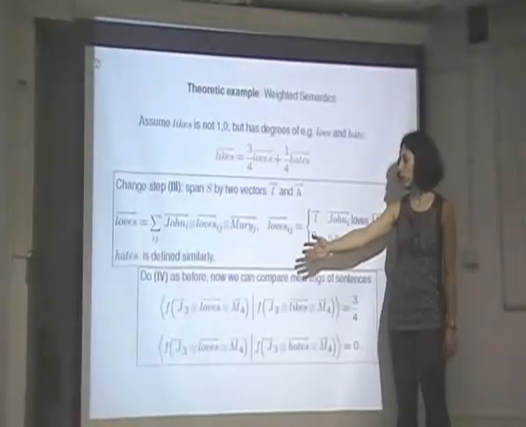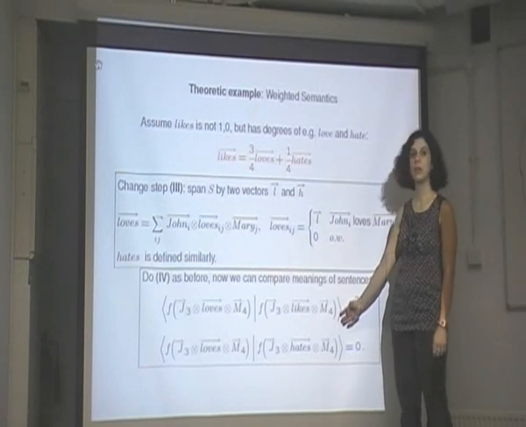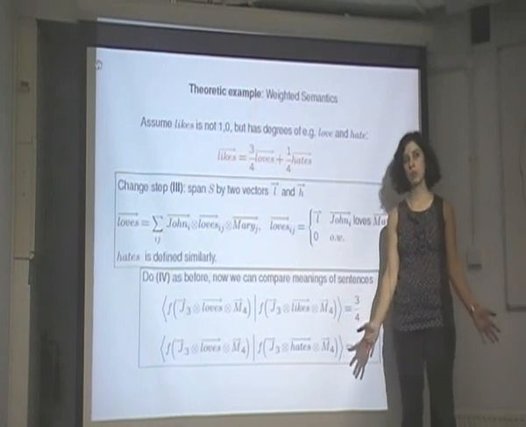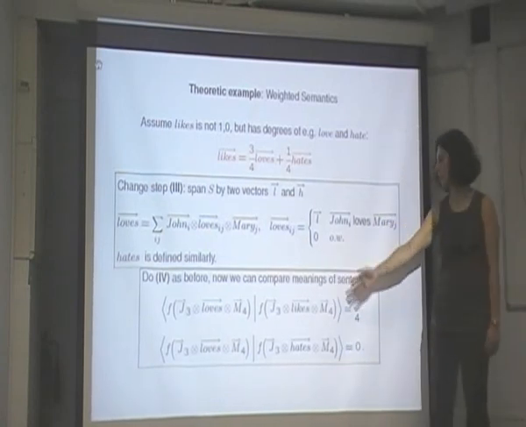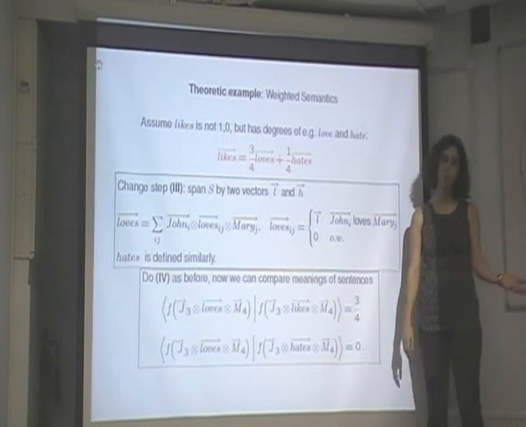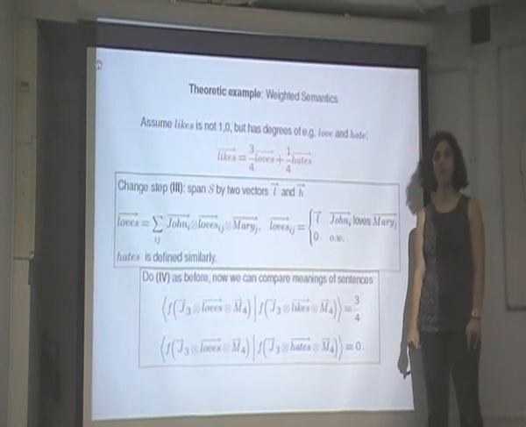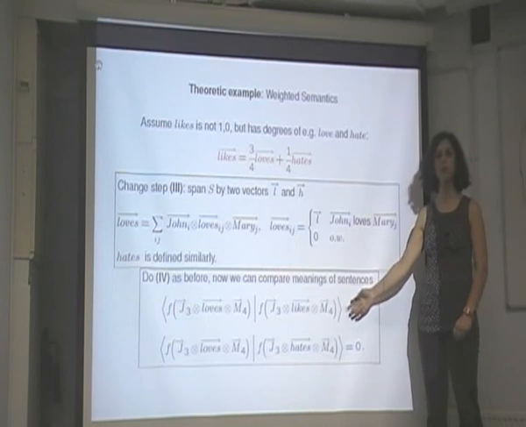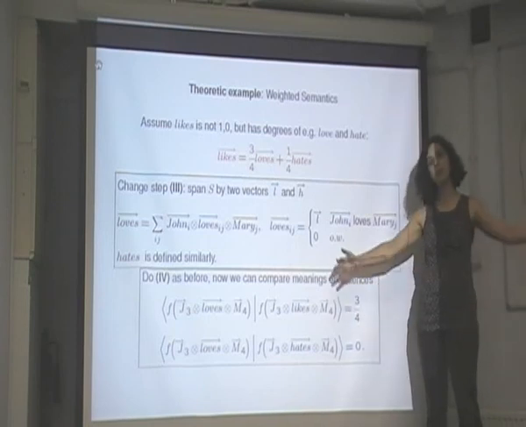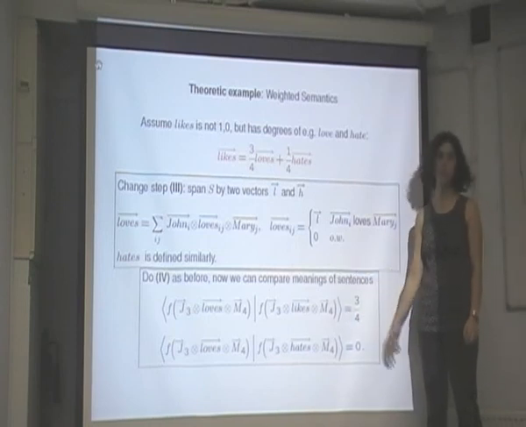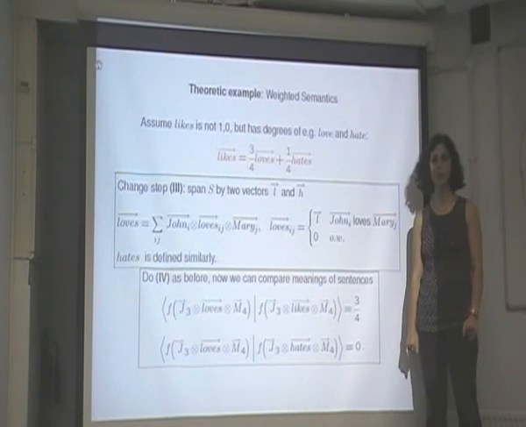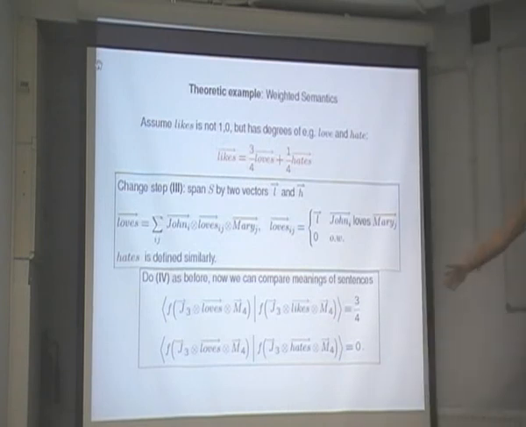Because I say, okay, how is the meaning? If I put here, for example, John loves Mary and John likes Mary, they have sort of the same meaning, but they're not totally the same. If I take the inner product, I get three-fourths. It means three-fourths of the time they have the same meaning. Taking the inner product of the meanings of the sentences in that meaning space, you can compare the meaning.